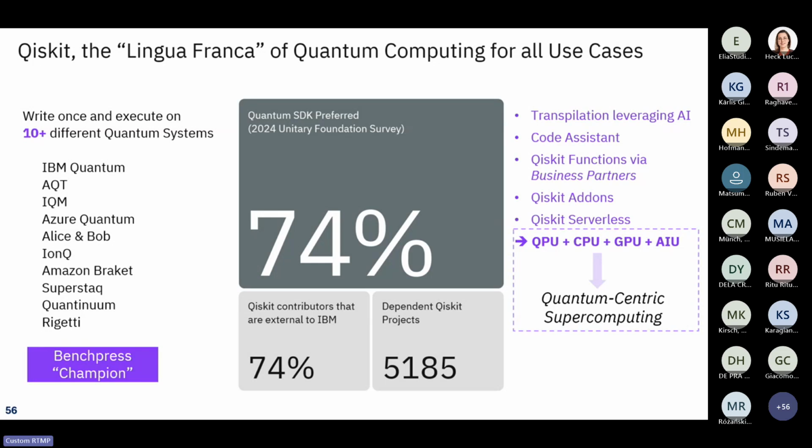Qiskit also allows combining multiple types of technology, not only QPUs, quantum processing units, but also classical processing units and graphical processing units, to come to what we call quantum-centric supercomputing. I will come back to Qiskit later on.